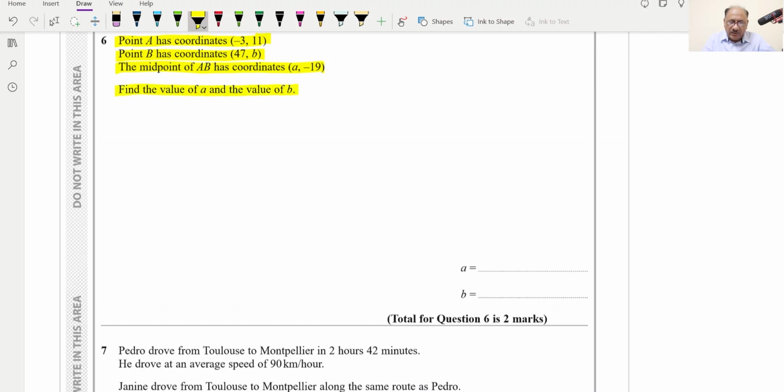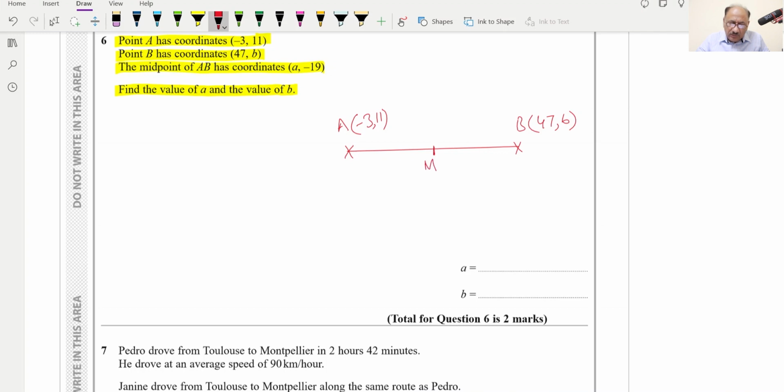Find the value of A and the value of B. So we can consider two points like this one. Let A be this one, which is (-3, 11), and B is this point, which is given as (47, B), and the midpoint M we can take like this one.